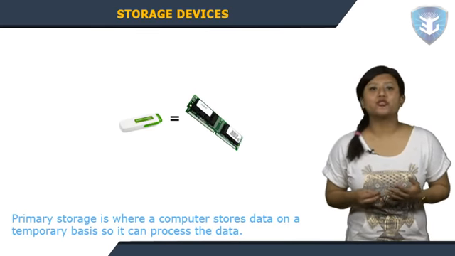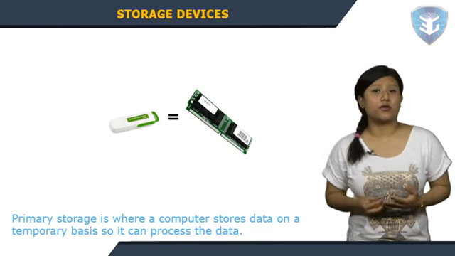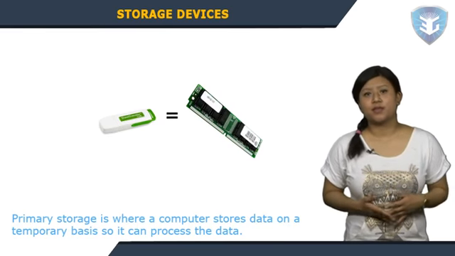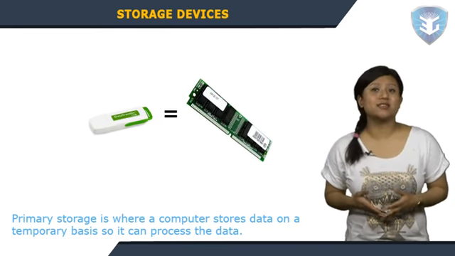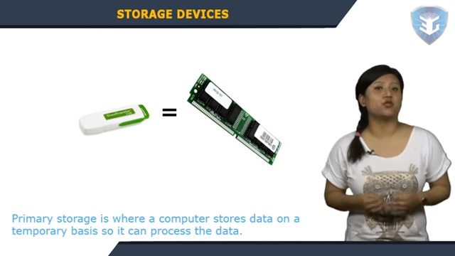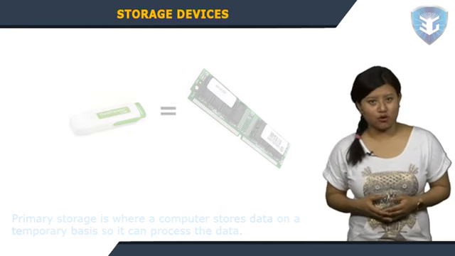Primary storage, which is more popularly called simply memory. Primary storage is where a computer stores data on a temporary basis so it can process the data. Think of primary storage as short-term memory. Primary storage is a type of memory that is directly accessible to a computer processor, and it is volatile because it is temporary in nature and is erased when the power is turned off.